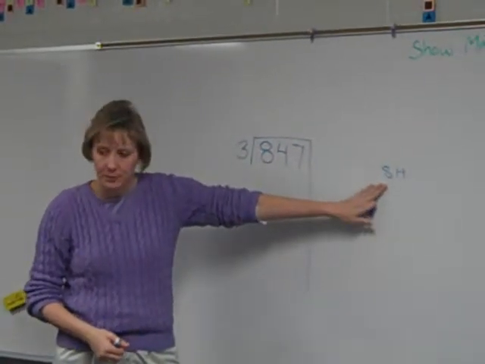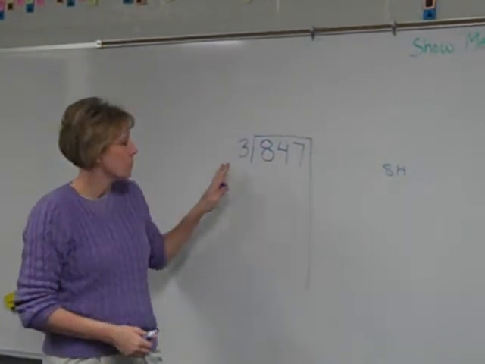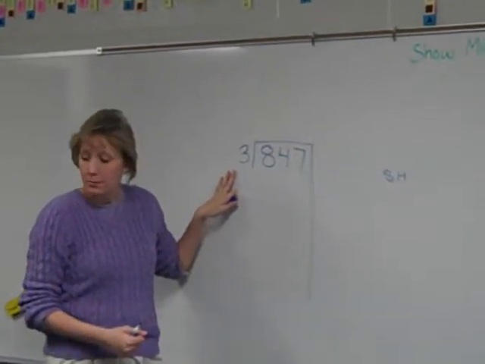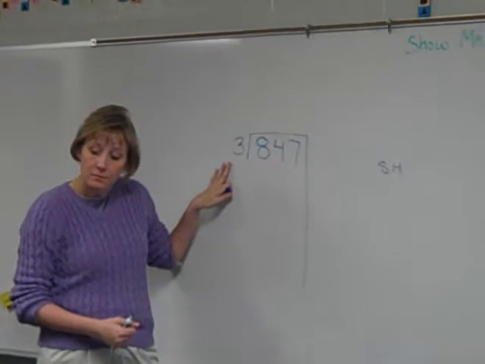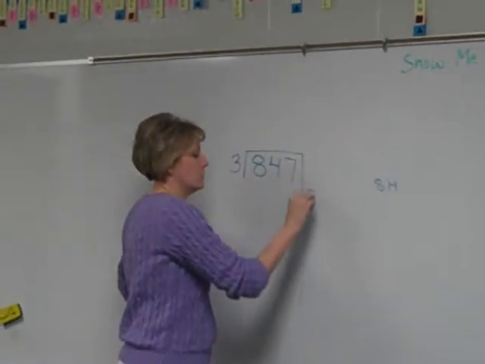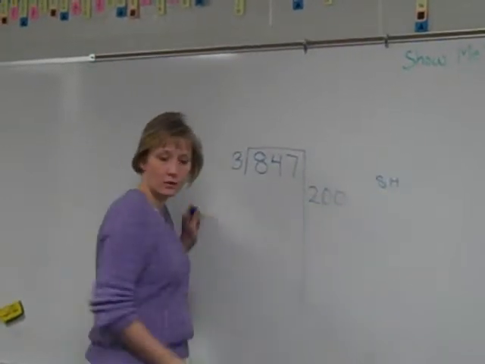If I have 8 of something, how many groups of 3 can I make? 2. But what place am I in? 100. So instead of just 2, it'll be 200. Perfect. And we write that right here.